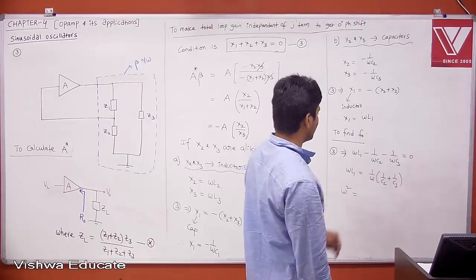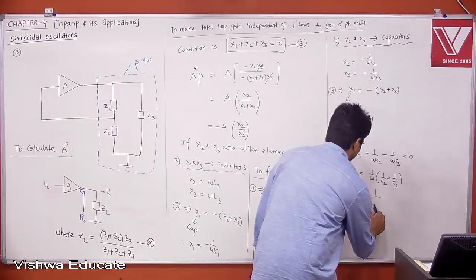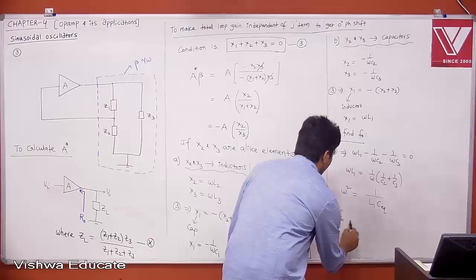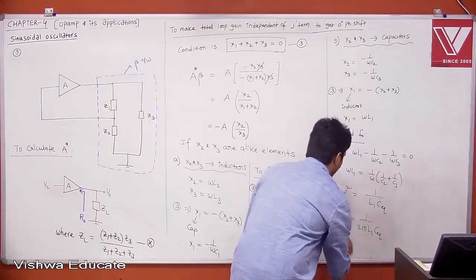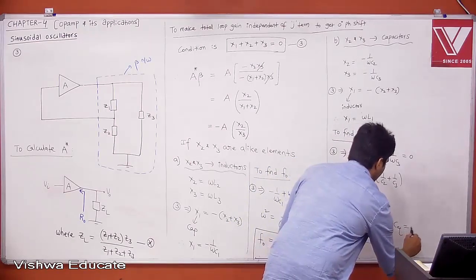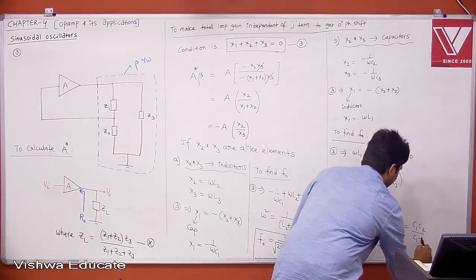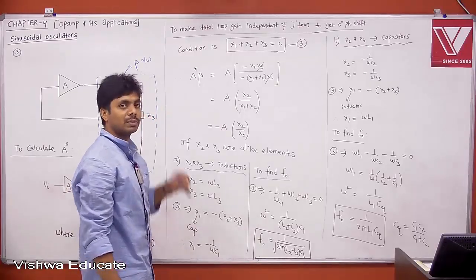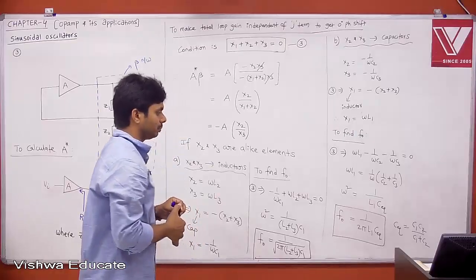Can I write directly? I don't have space here, okay? If you do it, you will get 1 by L1 into some C equivalent, then f0 will be equal to 1 by 2 pi root of L1 into C equivalent. Therefore, what is C equivalent? C equivalent is equal to C2 C3 divided by C2 plus C3, since 1 by C equivalent is 1 by C2 plus 1 by C3. If you do it, you will get it.